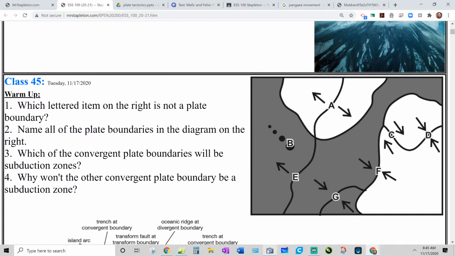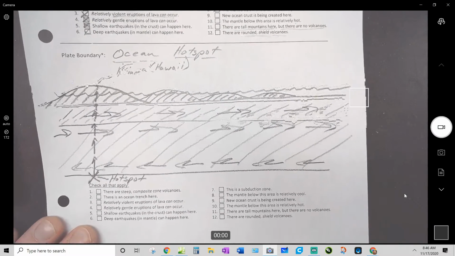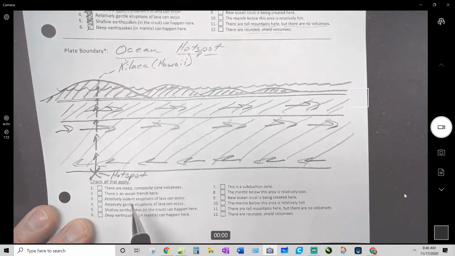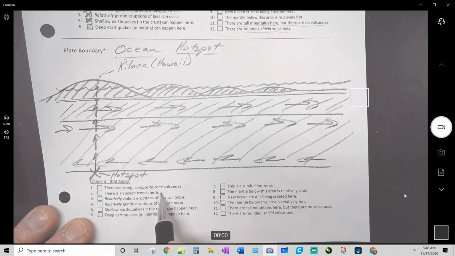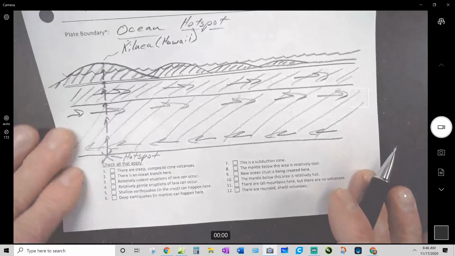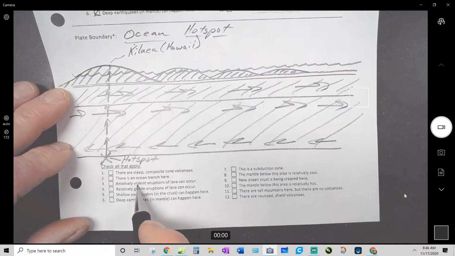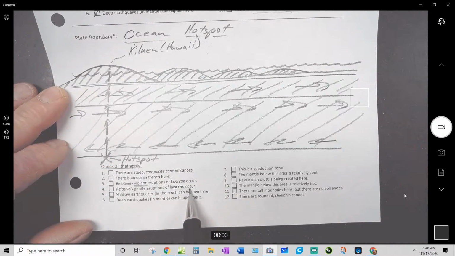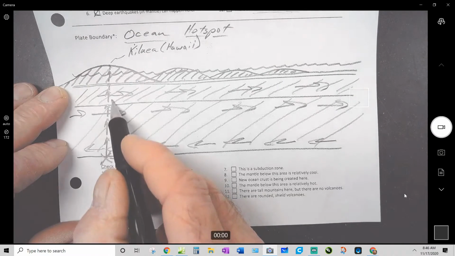Okay. So back to, let's fill out the checklist. Steep composite cone volcanoes, yes or no? No. These are rounded shield volcanoes. Do you see any ocean trenches? Nope. No ocean trenches. An ocean trench looks like that. Relatively violent eruptions of lava can occur. So for violent eruptions, we need what kind of lava? Felsic. Is this lava made of felsic stuff? Nope. Relatively gentle eruptions of lava can occur? Yes. This is all the dark, gentle kind.